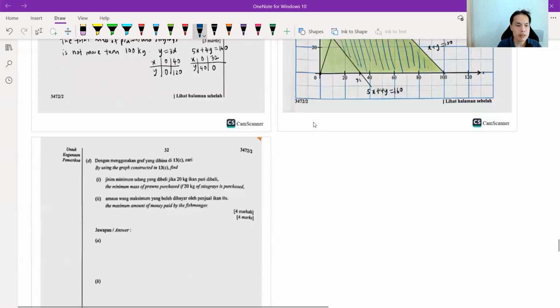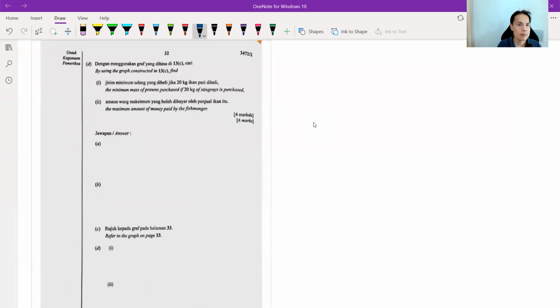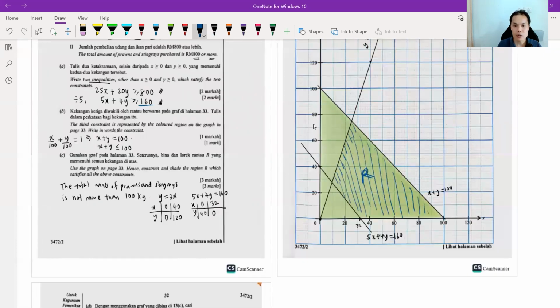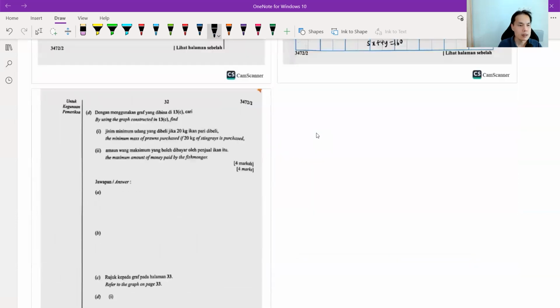Next, using the graph, we are supposed to find the minimum mass of prawn purchased if 20 kg of stingrays is purchased. Stingray is Y. Prawn is X. So we need to find X when Y is 20. Very simple, look at the graph. When Y is 20, the minimum X is here. We need to move it down. It looks like it is 16. So the minimum X is just 16. You can just write 16.